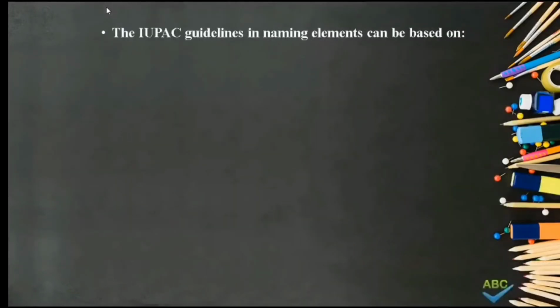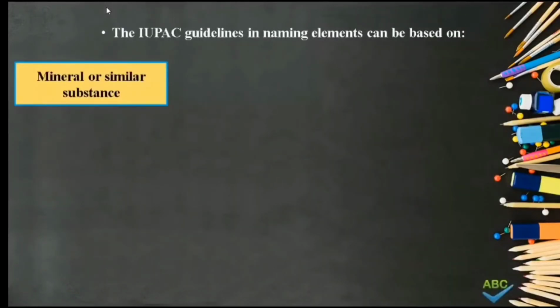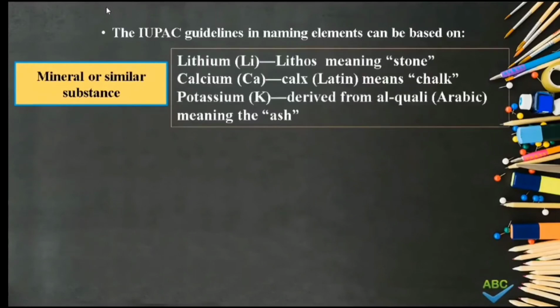Number 4, mineral or similar substance. And examples of these are lithium, from the Greek word lithos, meaning stone; calcium, from Latin word calx, means chalk; and potassium, derived from Arabic word alquali, meaning the ash.